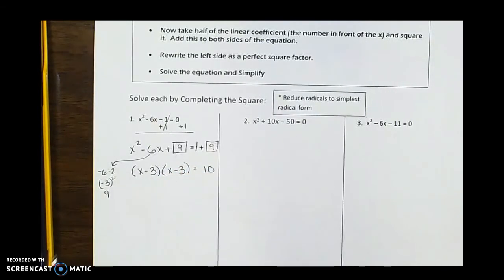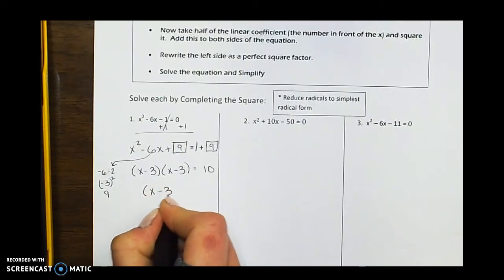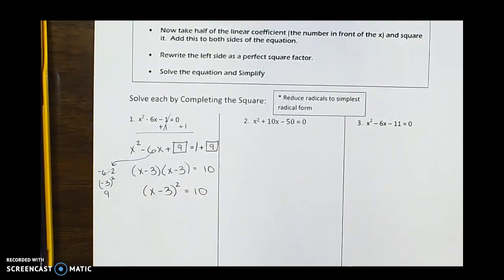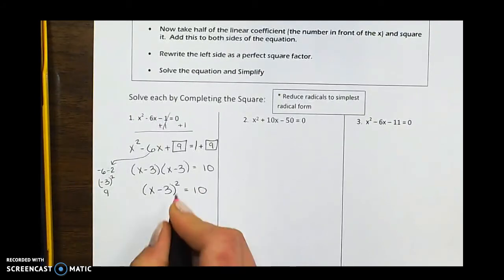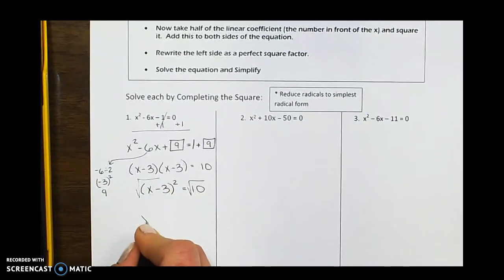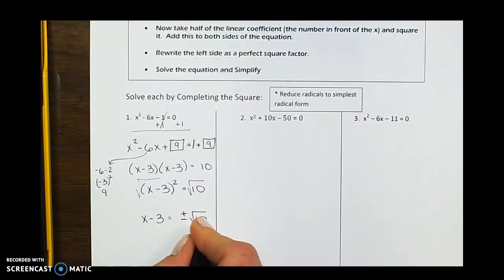Now instead of writing this twice, I'm going to write it once, and I'm going to square it, equals 10. Now I want to get rid of that square, so I'm going to square root both sides. So x minus 3 equals, now remember, whenever you take the square root of something, that's actually a positive or a negative radical 10. Now I have to solve for x, so now I'm going to add the 3 to the other side.